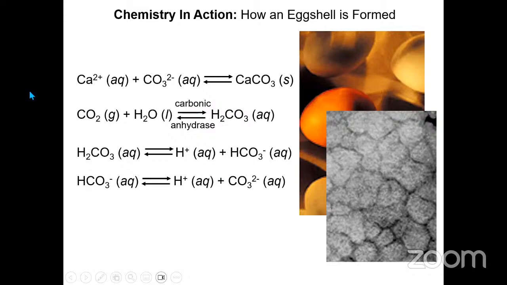And that carbonate will combine with calcium to form the calcium carbonate, which makes up the eggshell. And that's basically it for this chapter.